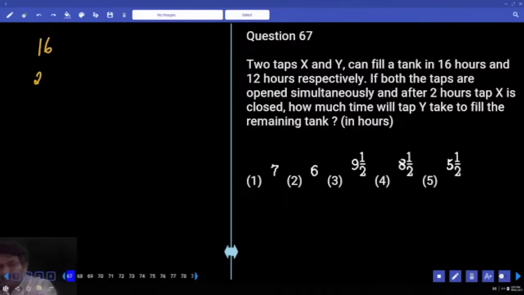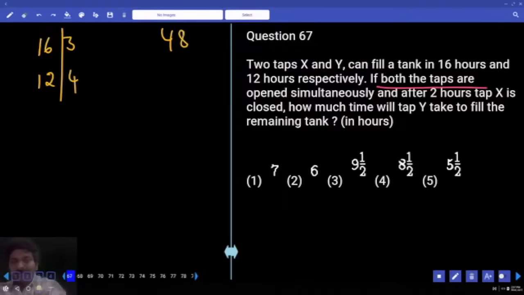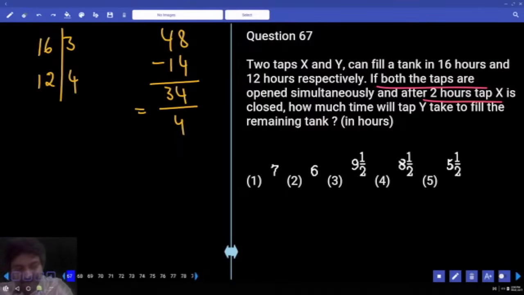16, 12, LCM 48, so 3 and 4, both are opened, 7 units. After 2 hours, X is closed. In 2 hours, both will do 14, remaining 34 to be done by Y. Y does 4 units. 34 by 4, 17 by 2, 8.5. Yes, this is one way. Forget about it.